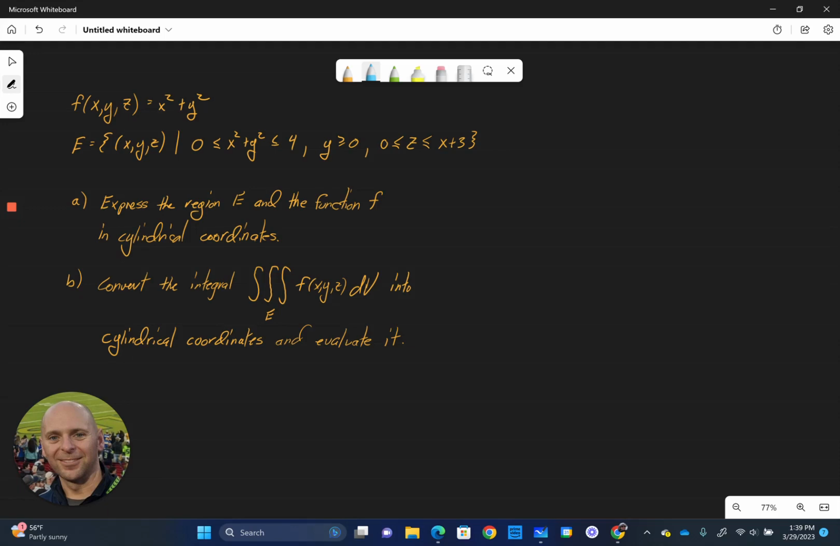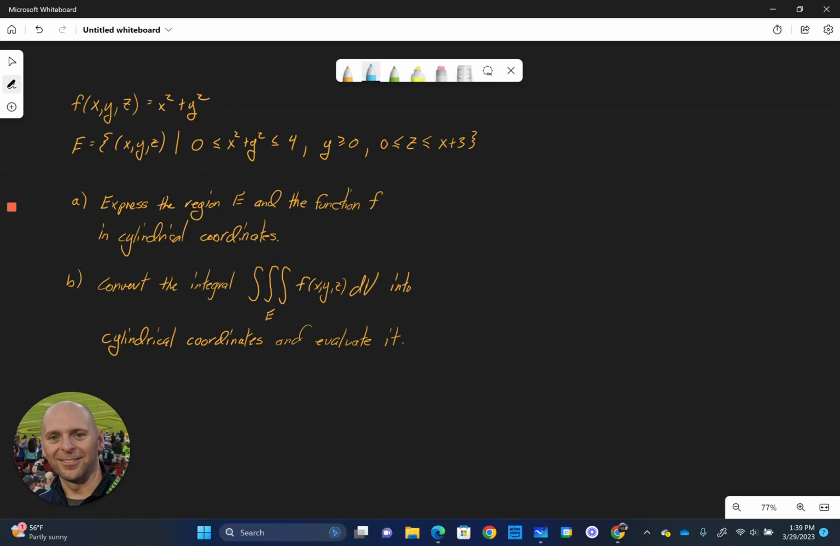This one's going to be an example of taking a solid that's given to us in rectangular coordinates and converting it to cylindrical coordinates, and then ultimately evaluating the integral in those cylindrical coordinates. So first, let's take a look at the solid E.